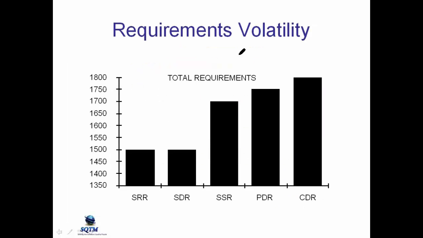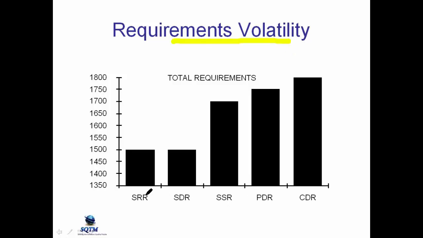So let's talk about a software measurement that's called software volatility or requirements volatility, or some people call it requirements stability. How stable are your requirements? And we all know requirements somehow tend to grow. And when requirements grow, of course, software size tends to grow.